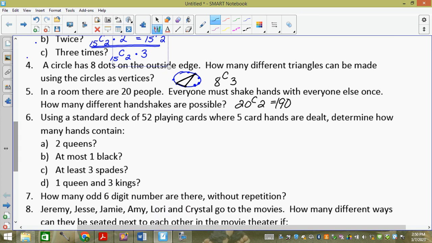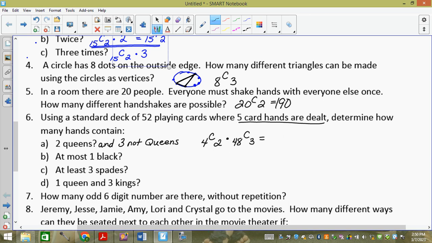Okay, this one says that using a standard deck of 52 playing cards where 5 card hands are dealt, determine how many hands contain 2 queens. Still a 5 card hand. And cards are always what? Combinations. So we need 2 queens and 3 not queens. We always supplement with the opposite. How many queens are there? 4, and I'm going to choose 2. And how many not queens are there? You go 52 minus however many queens there are, right? So it'll be 48, choose 3. And then you type that into your calculator and you get an answer, which I'm not waiting for.